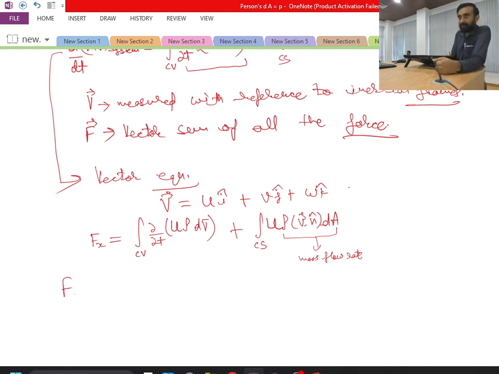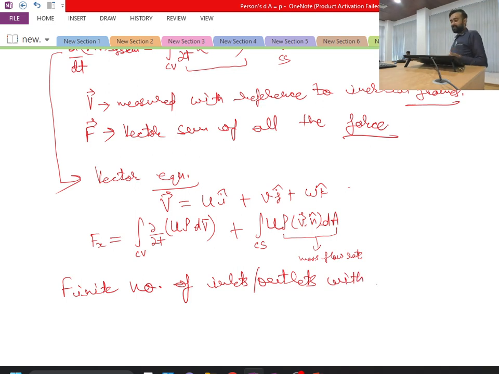Now if I consider that I have a finite number of inlets and outlets, plus I am also making one more assumption that all these finite number of inlets and outlets are with one dimensional flow. One important point over here: when I have written this component of the force in x direction, similarly you can write the components of the forces in y and z direction. The only thing is, in place of u for y direction you have to consider v, and in z direction you have to consider w.